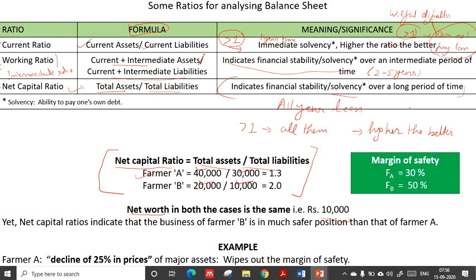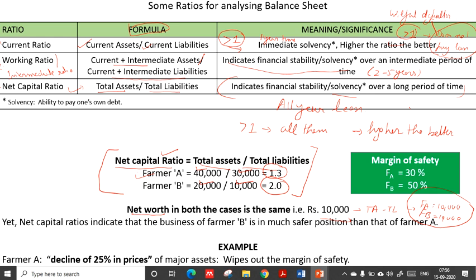Net worth is total assets minus total liabilities. So farmer A has 10,000 net worth and farmer B also has 10,000 net worth. So are these farms comparable in any way? Yes, they are comparable. Let's compare them using the net capital ratio. Who is in a better position in spite of having the same net worth? Farmer A has a net capital ratio of 1.3 and farmer B has a net capital ratio of 2.0.